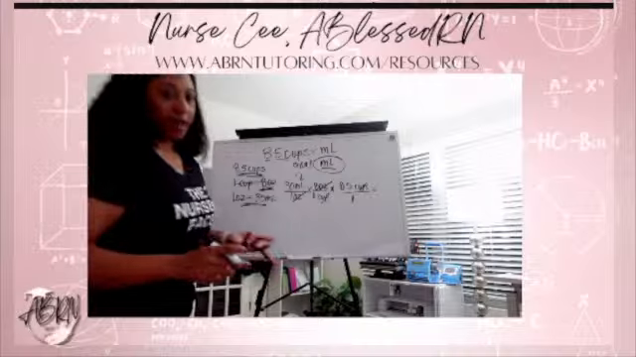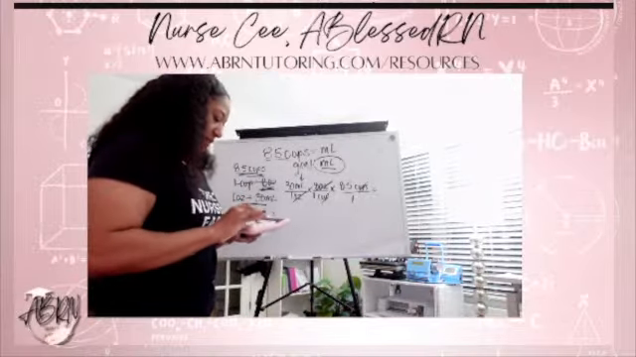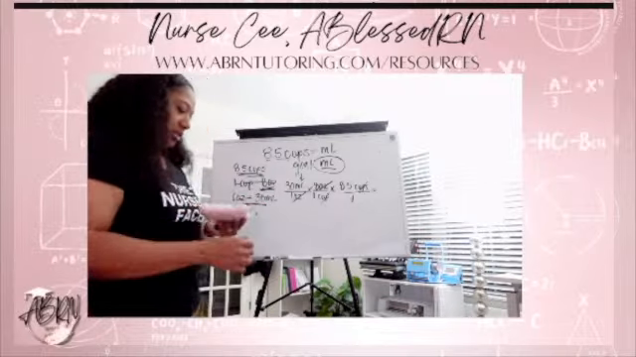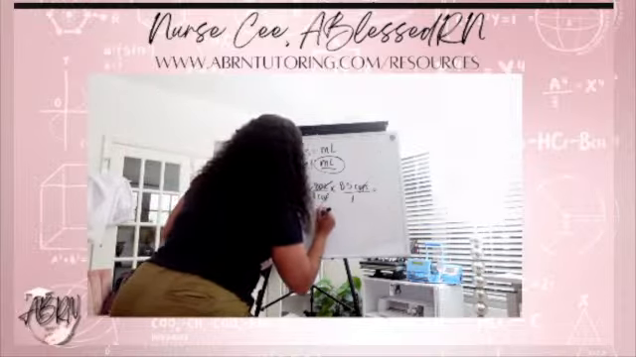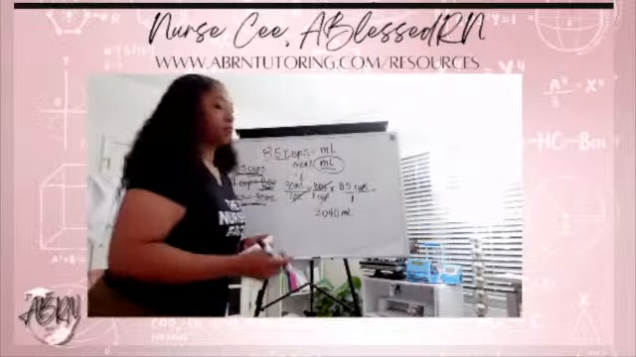So now we can finally do some math. So I'll do 30 times 8.5, and that's going to equal 2,040 milliliters. Okay?